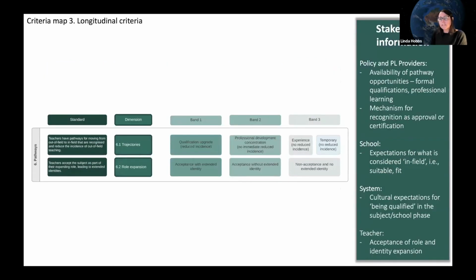Then the longitudinal criteria recognise that learning occurs over time, on the job, and that therefore there need to be structures and programs in place to support teacher development over time. Whether these things are in place determines whether teachers will always be out of field technically, or if there are pathways for teachers to move further towards in-field. This, however, comes back to teacher commitment. A teacher may be committed to the subject long-term, or they could see it as a temporary assignment and therefore be unlikely to undertake further studies or professional development.